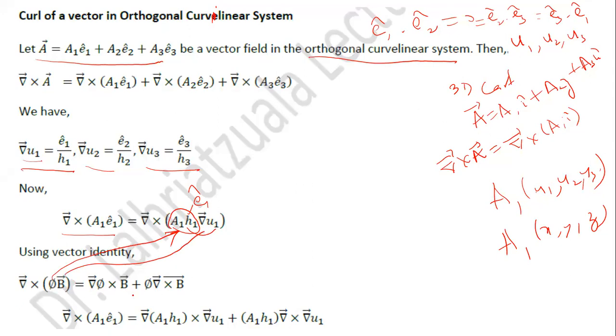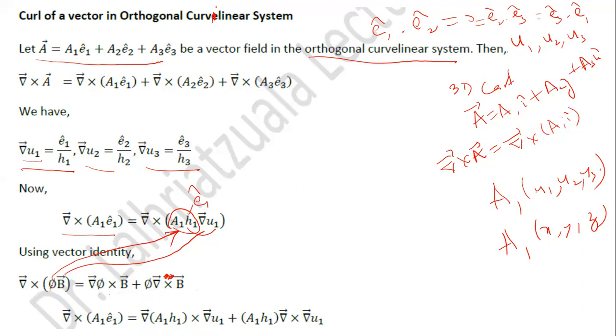So using this vector identity, the curl of a product of a scalar and a vector is equal to the gradient of the scalar cross product with the vector, plus the scalar times the curl of the vector B. So this del operator just gives the curl of B.